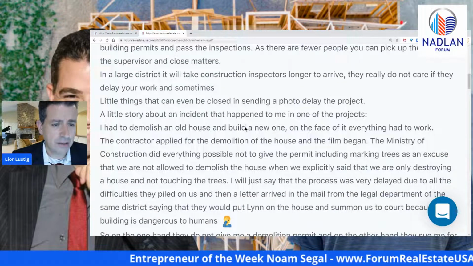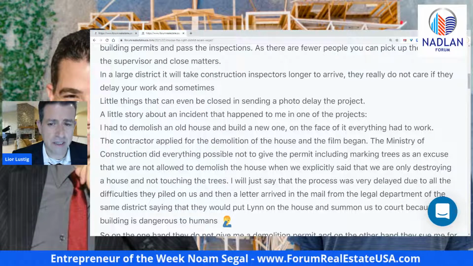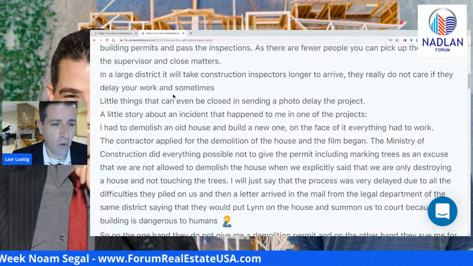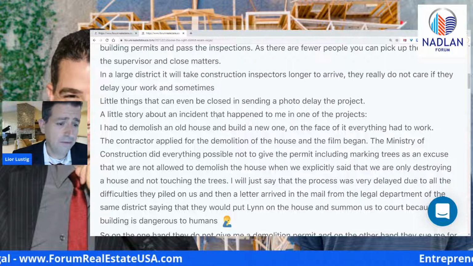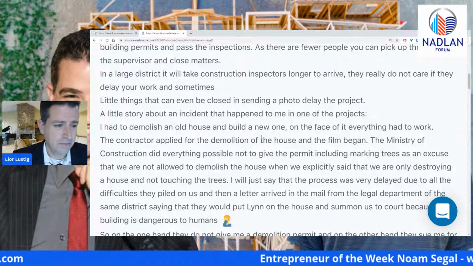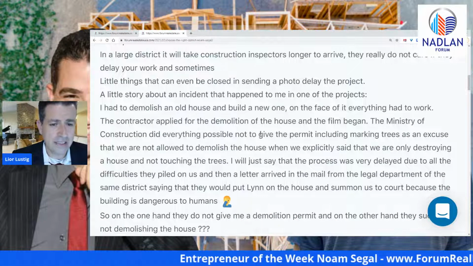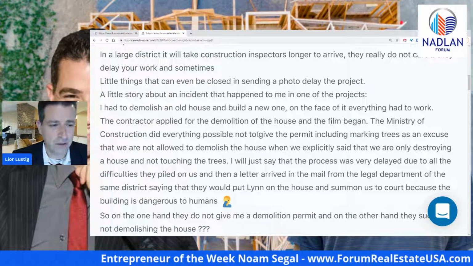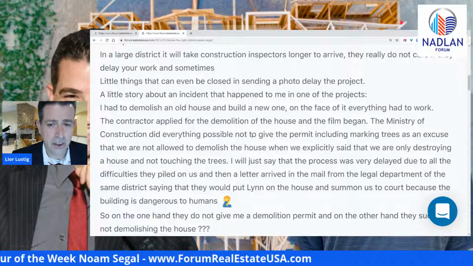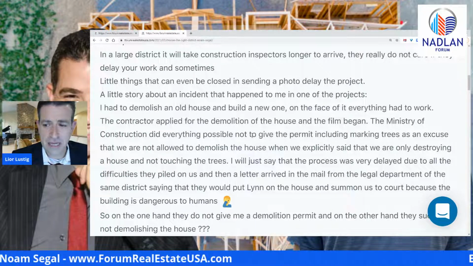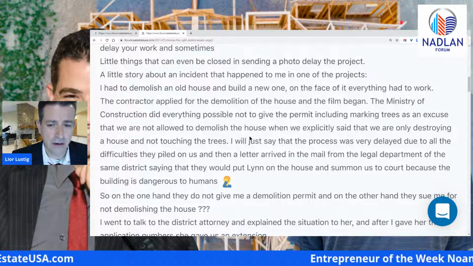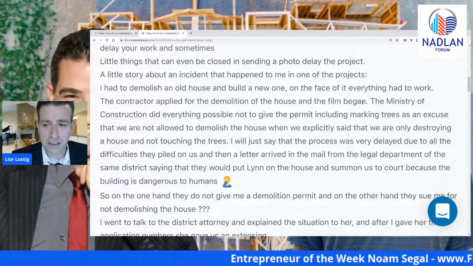In a large district, it will take construction inspectors longer to arrive. They really do not care if they delay your work, and sometimes little things that could even be closed by sending a photo delay the project. A little story about an incident that happened to me in one of the projects. I had to demolish an old house and build a new one. On the face of it, everything had to work. The contractor applied for the demolition of the house and the movie began.